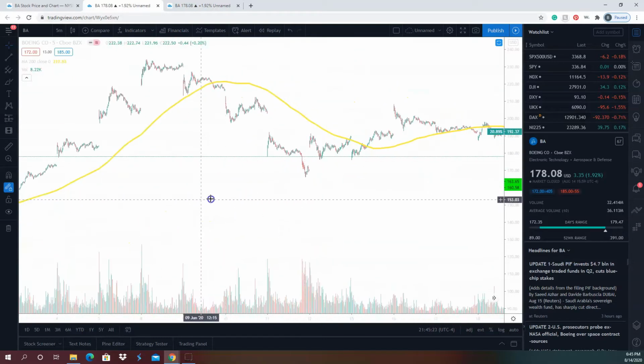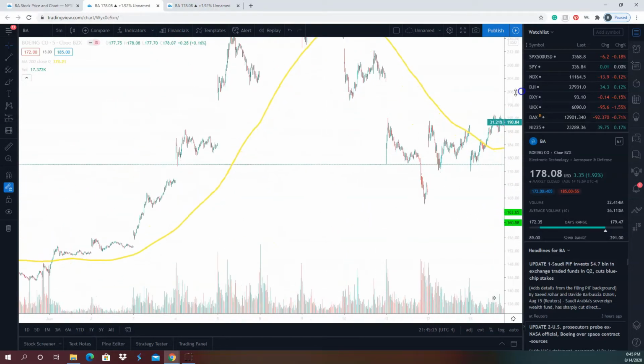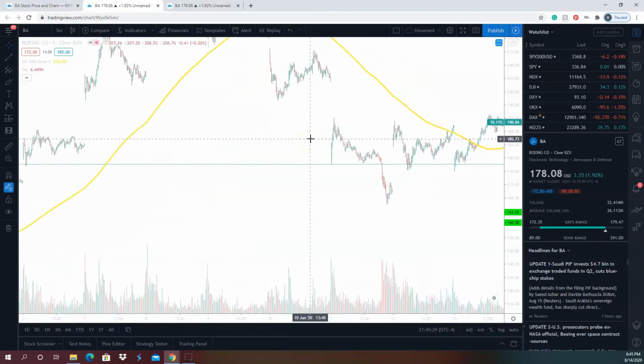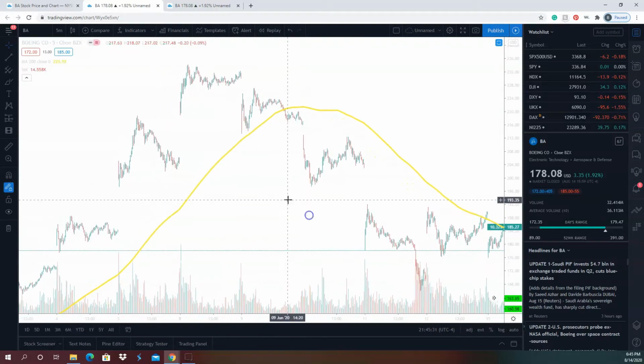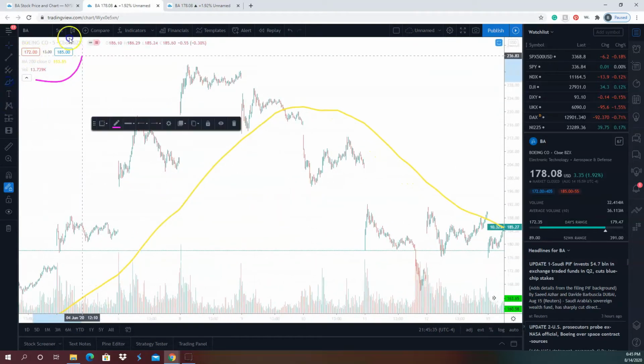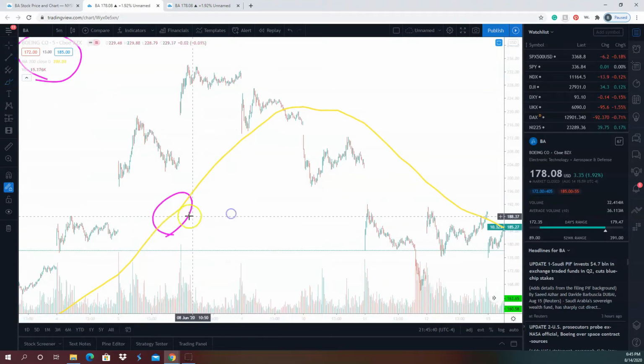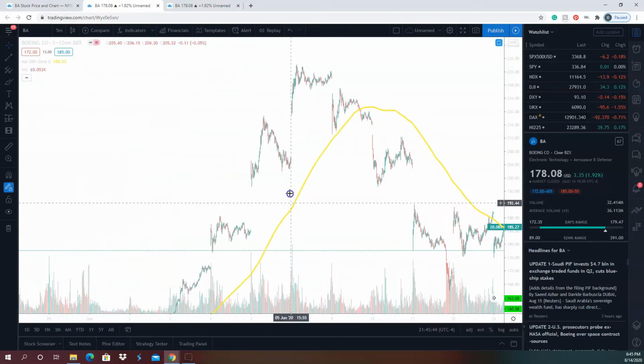Now, if we look at the 200-day moving average, it is used as support and resistance for Boeing. We're looking at Boeing. I don't want to confuse you guys. This is very simple. We're looking at Boeing, and this is a 200-day moving average. So now that we got that out of the way, we're going to be looking at how you guys can use this.